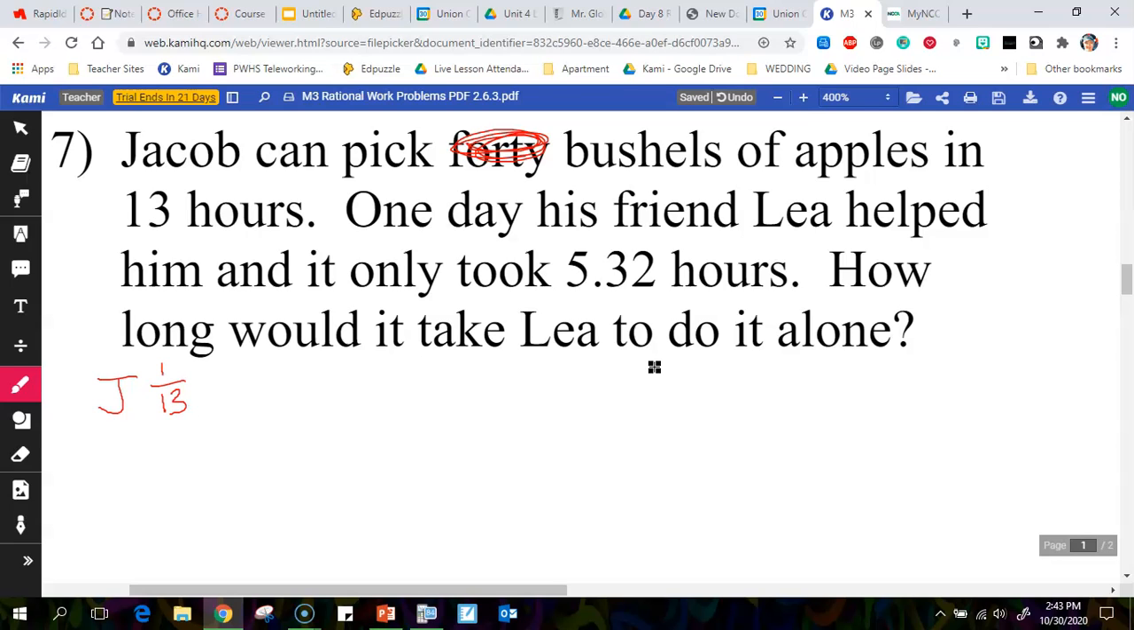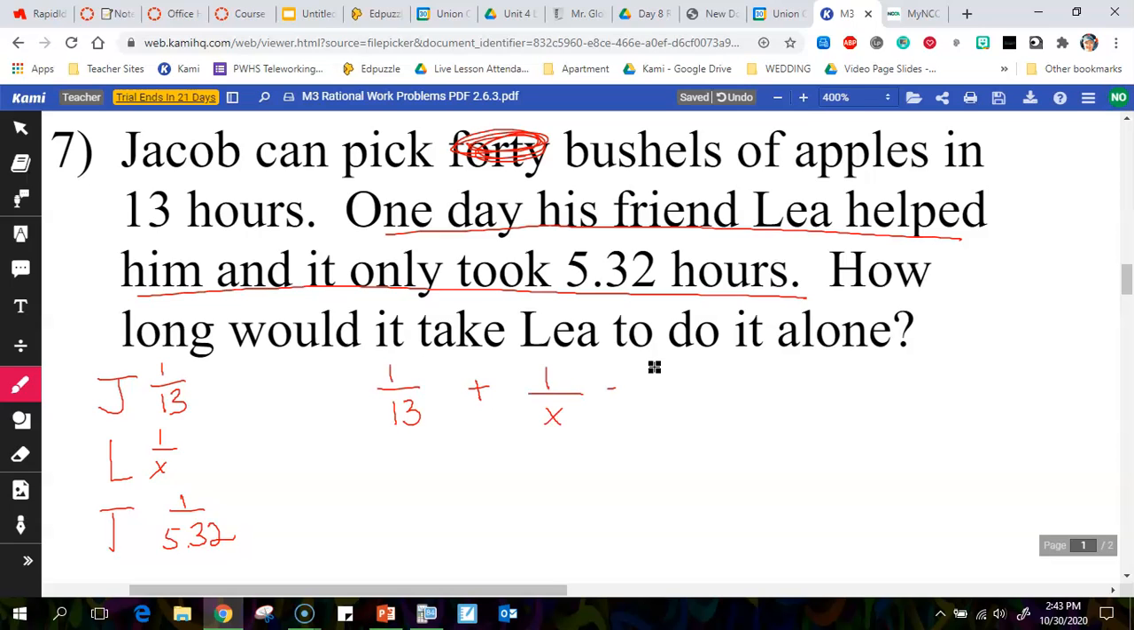It's asking at the end, if you notice, how long would it take Leah to do it alone? So Leah alone is our unknown. And then together, this says, one day his friend Leah helped him, and it took 5.32 hours. So together is the 1 over 5.32. So it would be 1/13. And I'm going to make some space here so I can, over 1x equals 1 over 5.32. So I need to multiply to get my LCD. I'm going to multiply 13 times 5.32 times x.